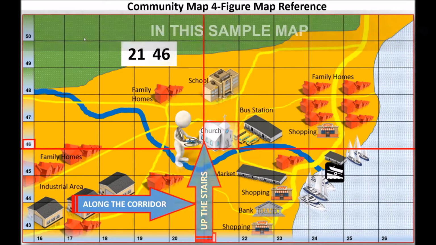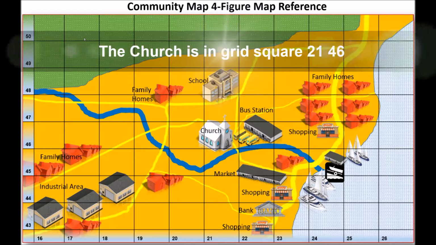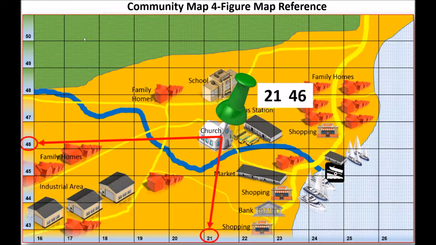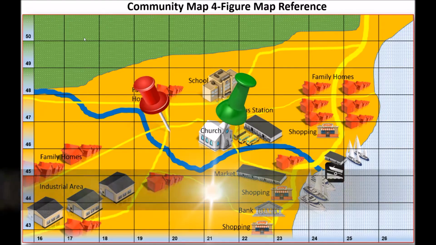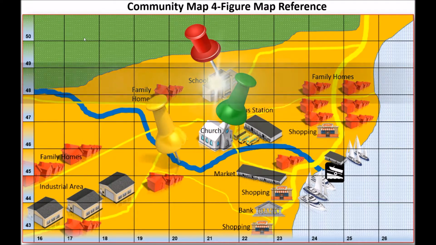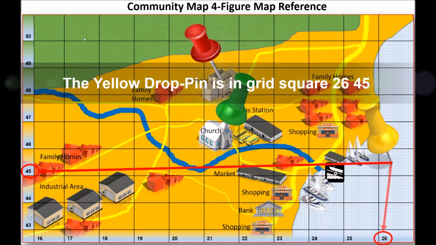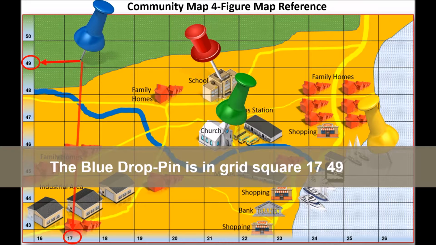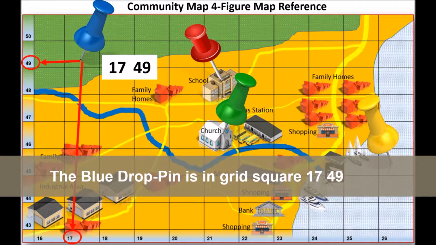In this sample map, the church is in grid square 2146. The school is in grid square 2148. The yellow drop-in is in grid square 2645. The blue drop-in is in grid square 1749.